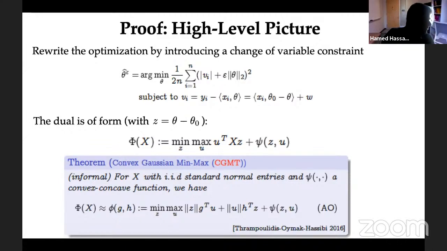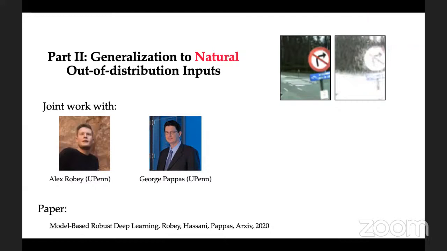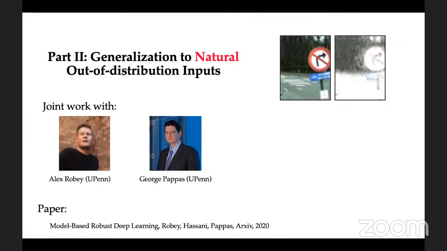Let's see, I have around 10 minutes. I can maybe quickly talk about the second part of the talk, which is about natural variation. This is joint work with a student, Alex Robey, and George Pappas at Penn. Hamed, we interrupted you a lot, so you can have 15 minutes if you want. All right, that's very good. I think 15 minutes would be great for me. Thank you, Sally.